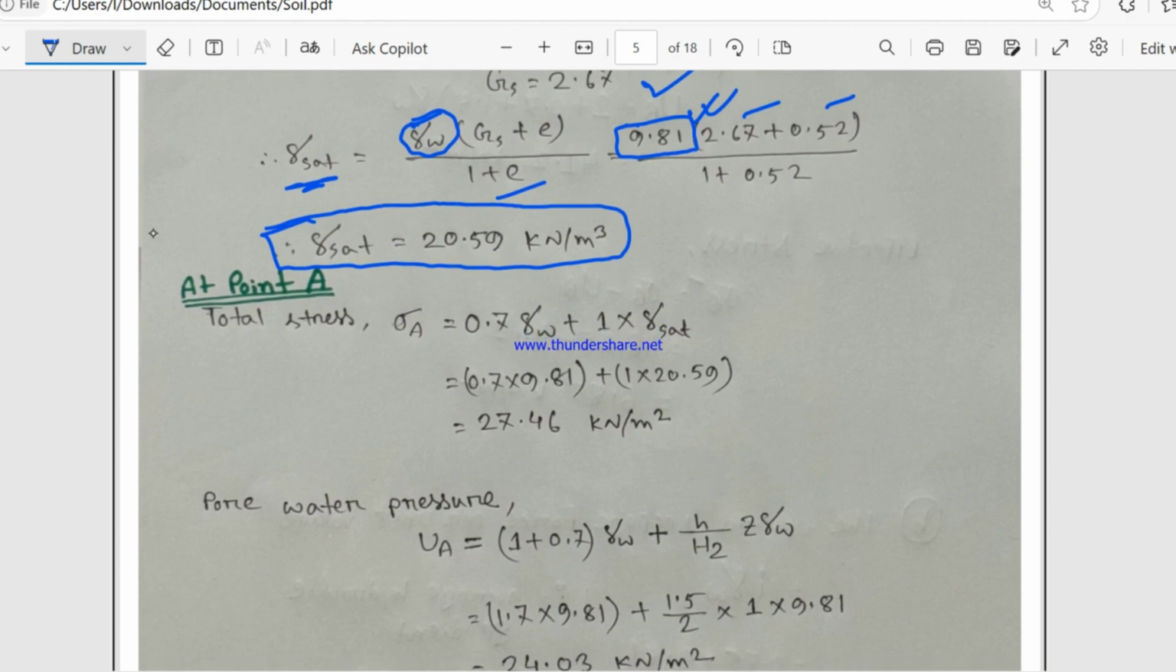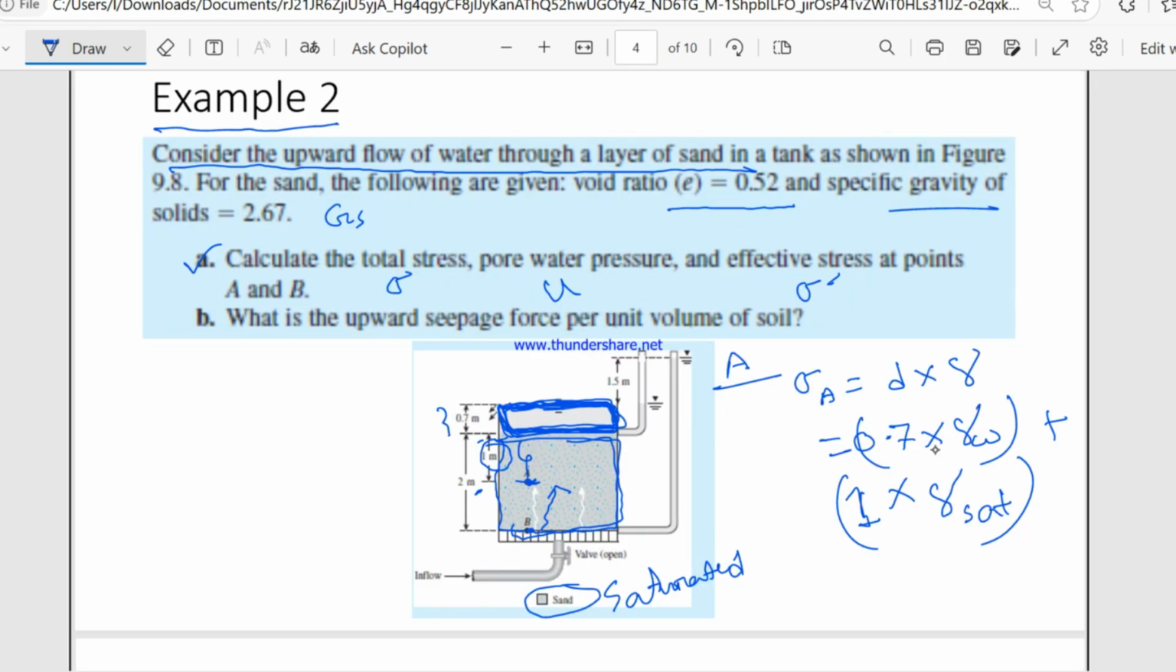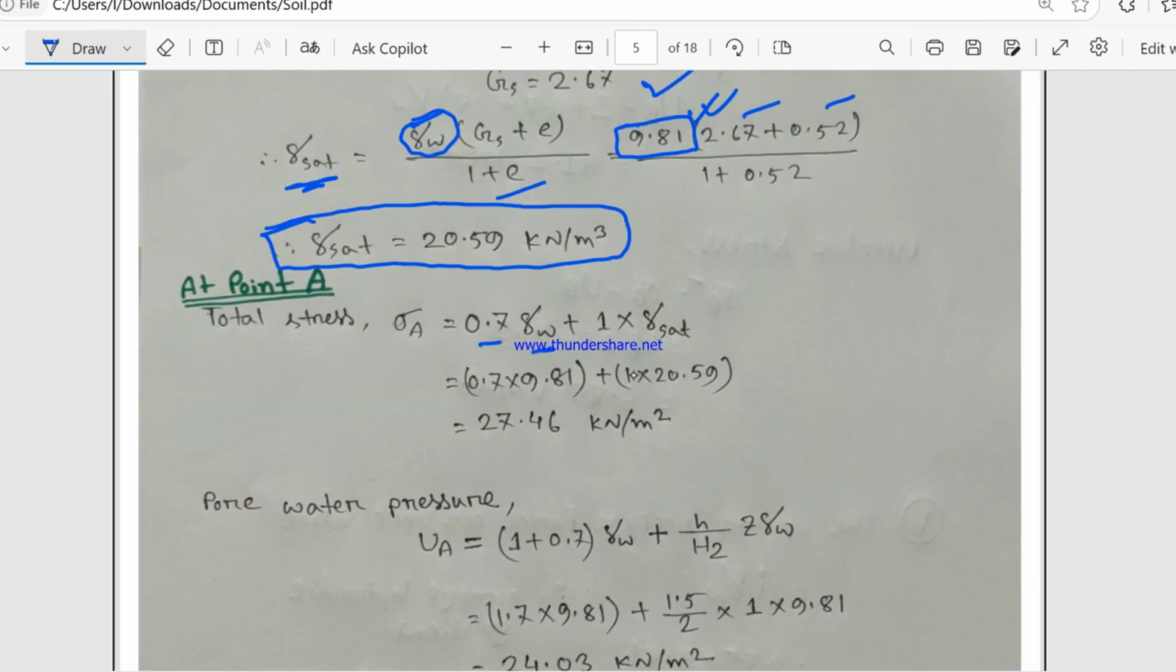For point A, total stress equals distance times water unit weight, as I already discussed, plus distance times saturated unit weight, which is 20.59. So the total stress will be 27.46 kilonewton per meter square.